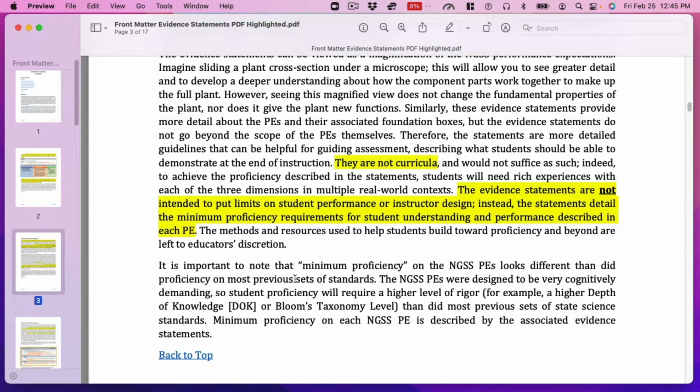What's important is these are not curricula, and they're not intended to put limits on student learning. In fact, these are considered the floor. This is, at a minimum, what a student should be able to do. And like we discussed in the previous section, it's all standards, all students. So all students should be able to meet this level. Again, the floor, not the ceiling. Teachers can absolutely go beyond this in their instruction and expectations.